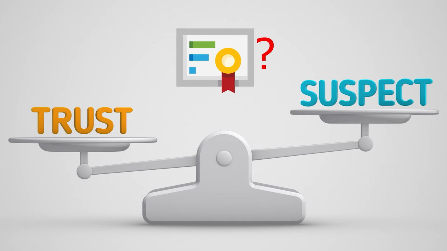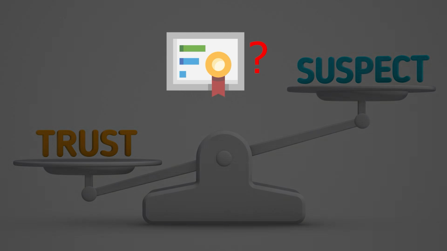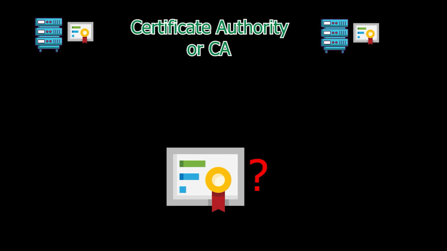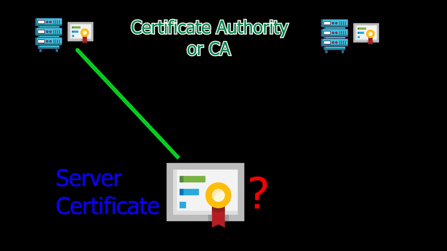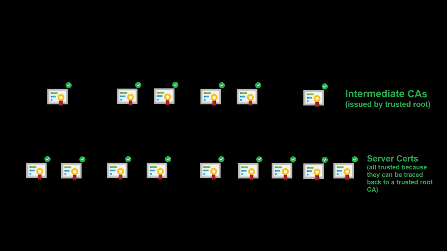So how do we know that we should trust a cert? That's a good question. The answer is that we don't trust certs directly, but we trust who issued them. Each cert is issued by a certificate authority, or CA for short. A simplified definition for a CA is that they issue, store, and revoke certificates. Next question, how do we know we should trust a CA?